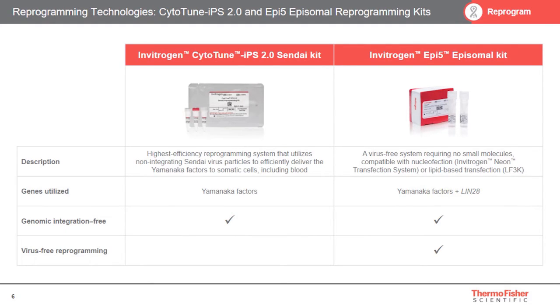And this episomal method is both a non-integrative as well as a viral-free reprogramming method. Now, the CytoTune iPSC 2.0 Sendai reprogramming kit is a method that uses a modified version of the Sendai virus that cannot produce infectious particles, and has really seen amongst the highest reprogramming efficiencies in current technologies that are currently available. And the main advantage of using the CytoTune Sendai reprogramming method is that it's non-pathogenic to humans.